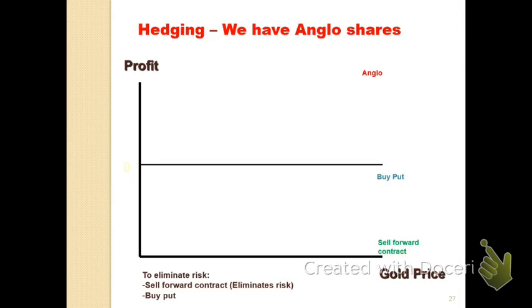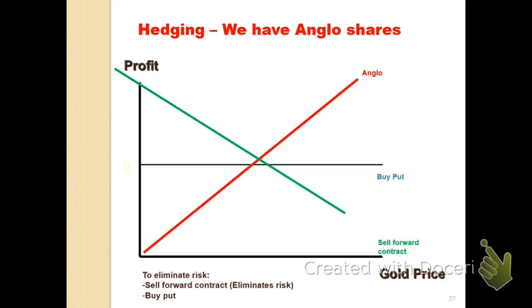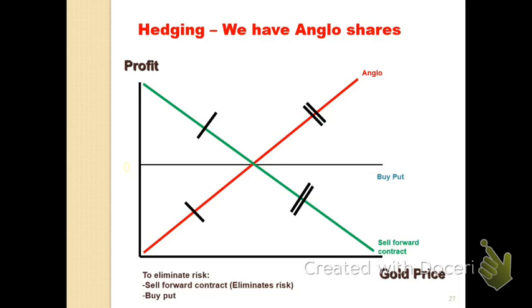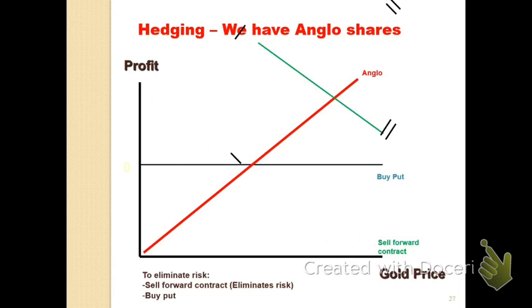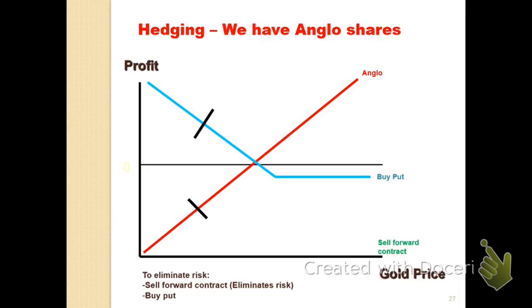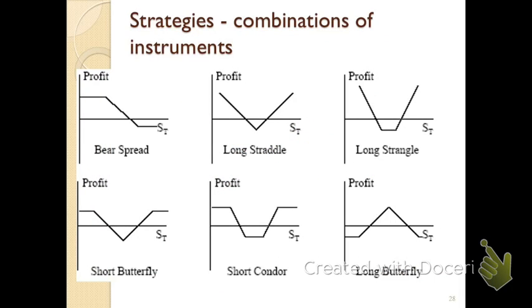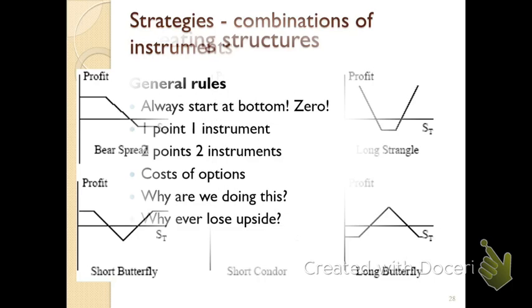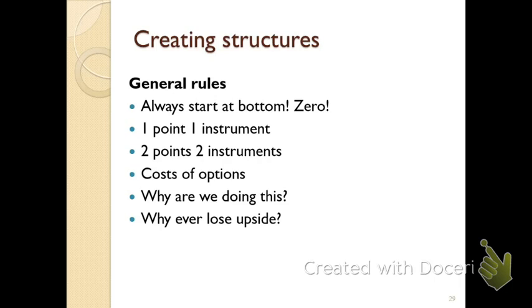Continuing with hedging, we have the original risk profile of Anglo-American, and then if we want to hedge out the downside risk, we would use either selling a forward, which as we can see would cancel out both the upside and the downside risk, and leave us with basically a straight line. If we just want to get rid of the downside risk, we can buy a put, and that would cancel out only the downside risk and leave us with the dotted red line. These are the typical instruments that we're going to talk about creating. There are infinite numbers of different types, but those are the ones we're going to focus on.